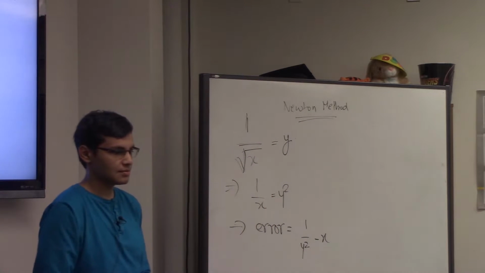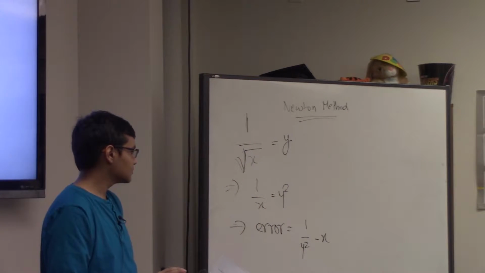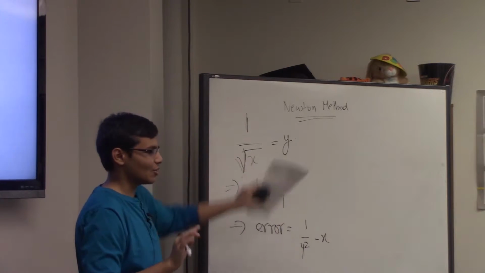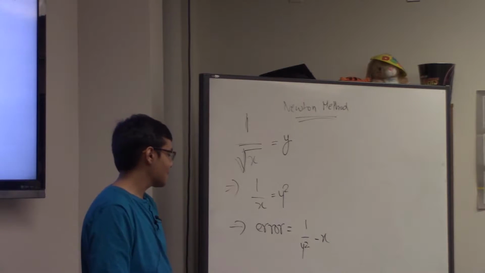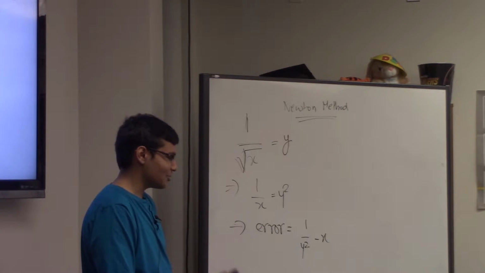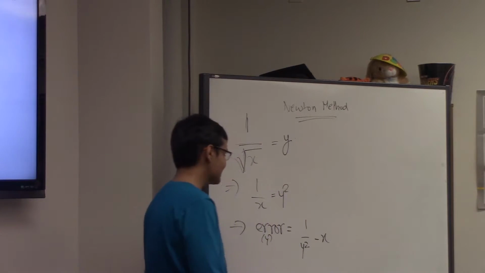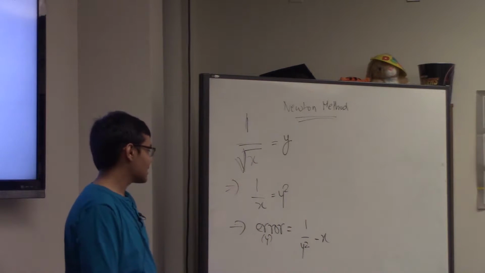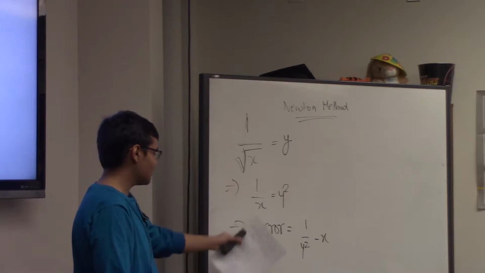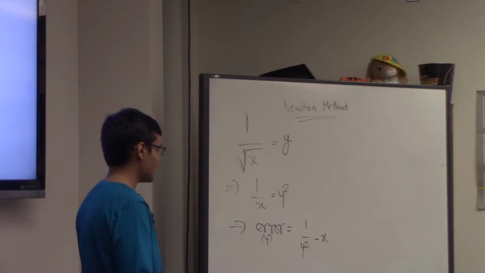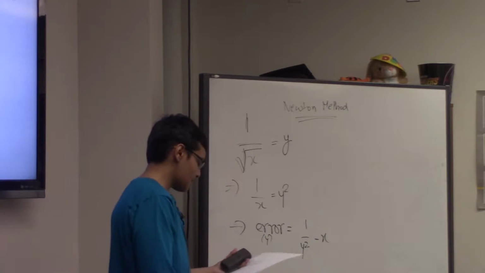Any questions about this? I've assumed that 1 over root of x is equal to y. Yeah? You need an absolute value there. Yeah, I don't for now. Okay? Any questions? I've guessed y, and that's my error statement. That's the difference between my actual answer and what I've guessed.